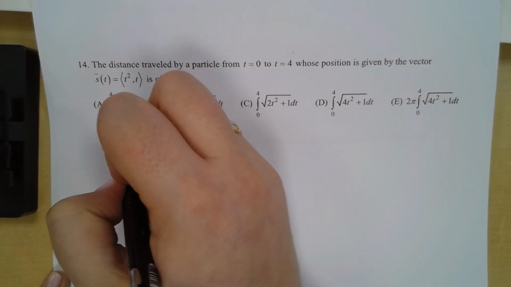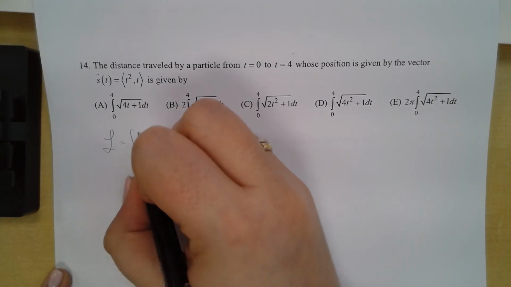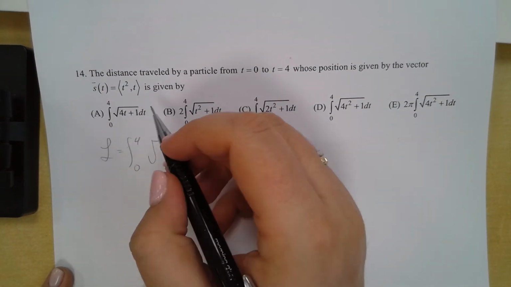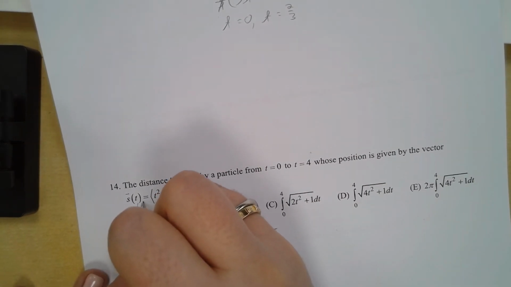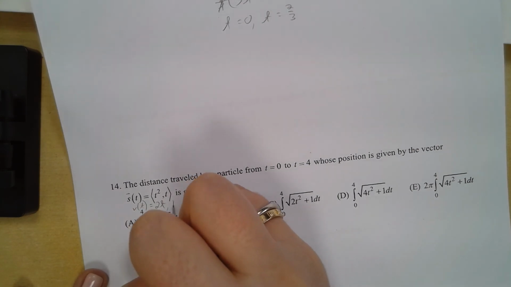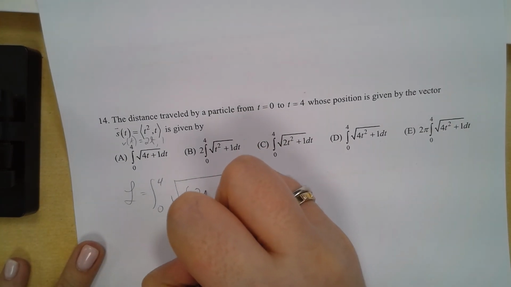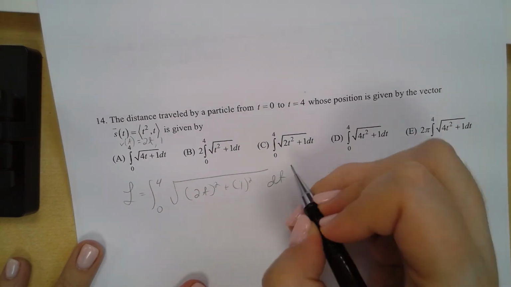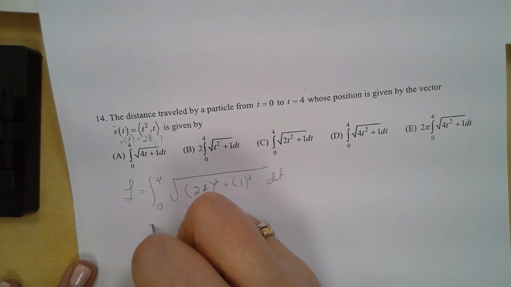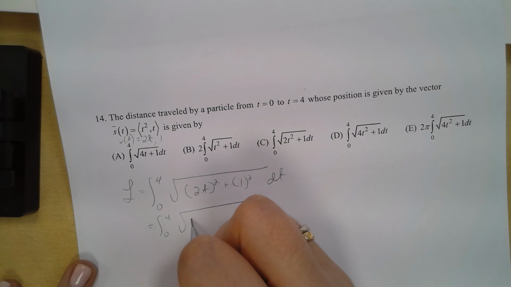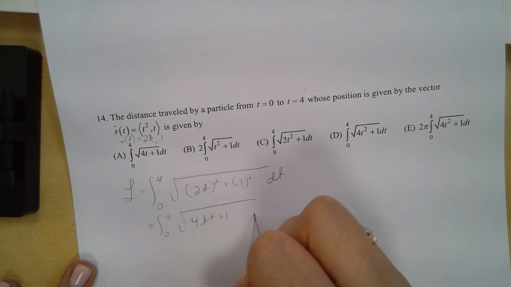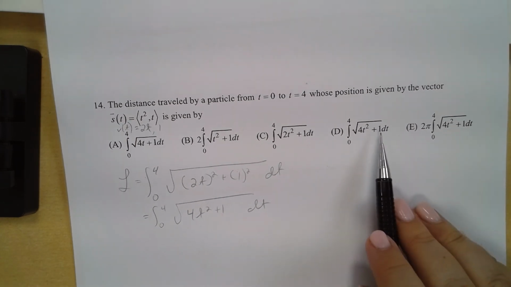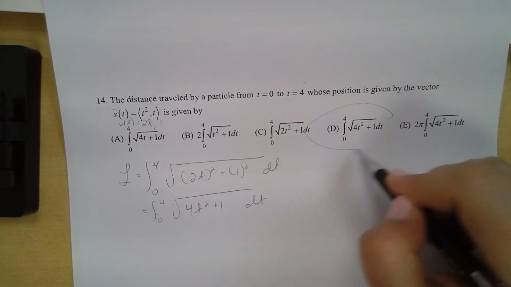Well, our distance, our arc length, is going to be the integral from 0 to 4 of the square root of our derivative squared. So the derivative of t squared is 2t, and the derivative of t is 1. So we're going to have the square root of (2t) squared plus 1 squared dt, right? And it doesn't look like I have anything like that, so I can expand a little bit, and this is going to be the square root of 4t squared plus 1 dt. And it looks like, oh, I do have something like that. There's a 2 pi though, 4t squared plus 1. There it is. D is our answer.